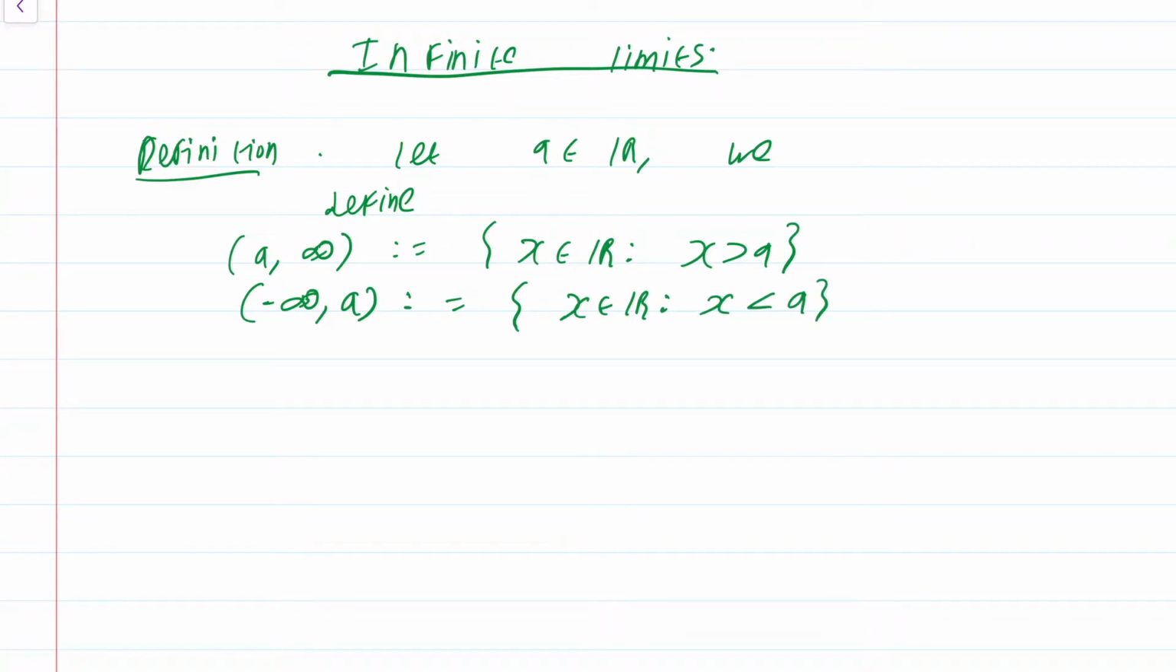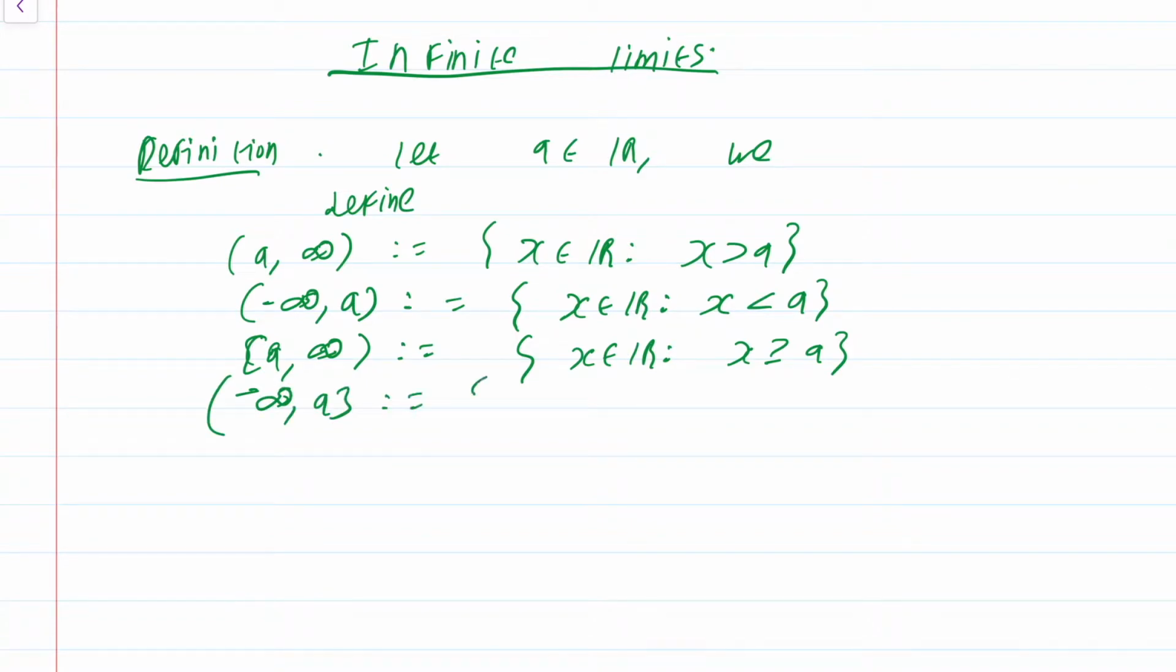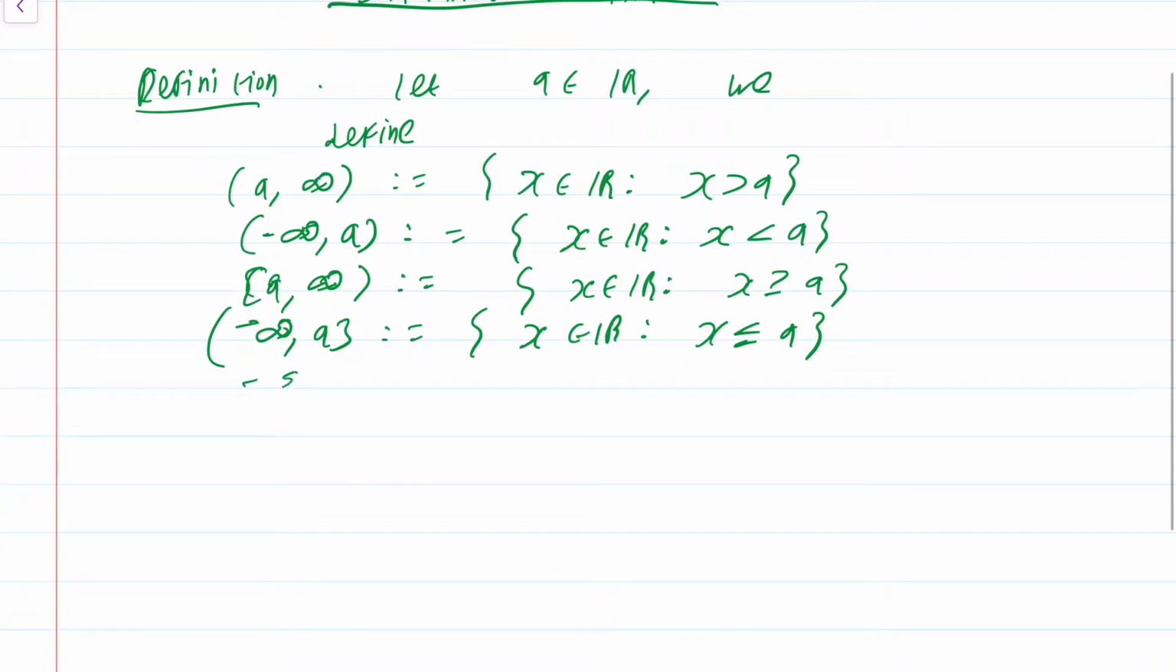Then we define closed A infinity to be the interval x in R such that x is greater than or equal to A. Then minus infinity comma A closed here is just x in R such that x is less than or equal to A. And finally minus infinity to infinity, open, is just R. Now we are just defining various intervals that have the symbols infinity and minus infinity.